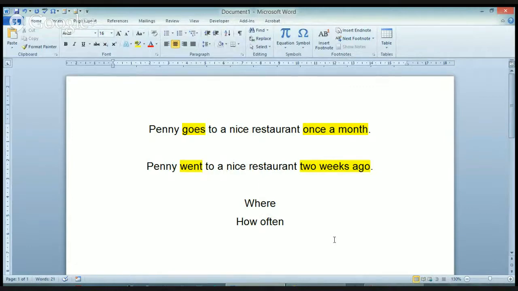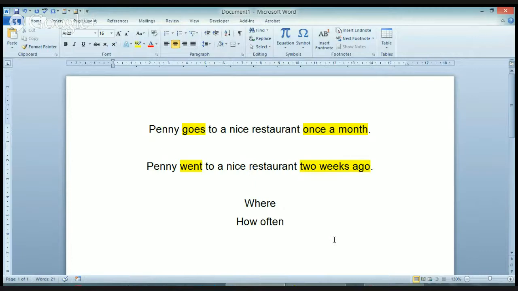not went. So we need infinitive in past simple as well, don't we? To make the question or negative, we need infinitive. So where did Penny go 2 weeks ago? Answer: to a nice restaurant. Super! It's the same answer as in the first question, really.